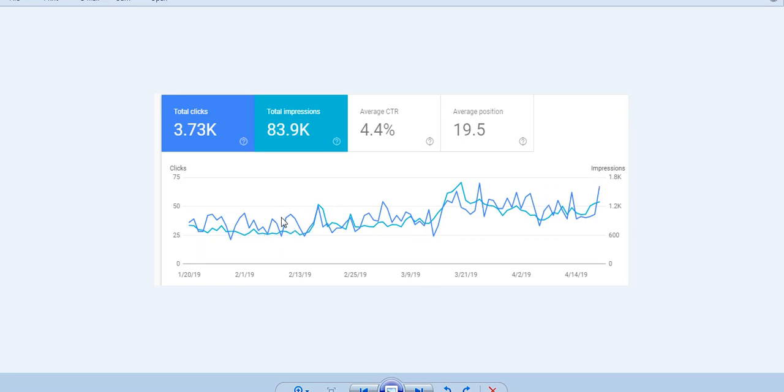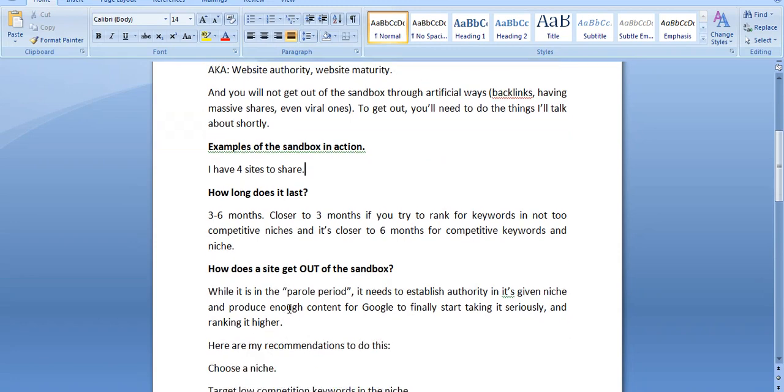Now, I want to go into how long the sandbox lasts. In my experience, the range is anywhere from 3 to 6 months. It's closer to 3 months if you try to rank for keywords in niches that are not too competitive. As I was just saying, if you're in a niche market that is not very competitive, you should be out of the sandbox in 3 months or so.